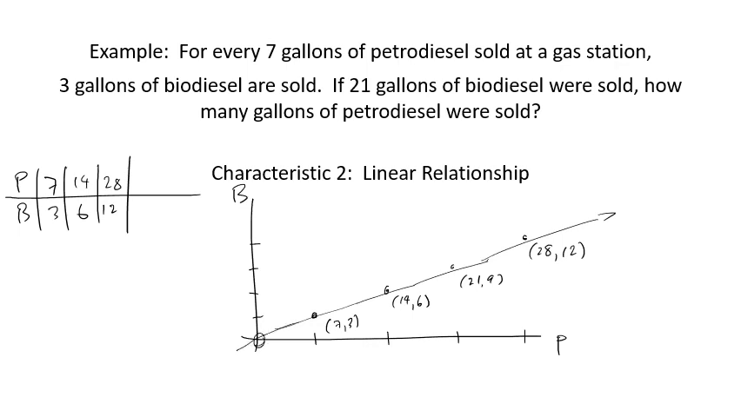And you'll see as an extension of this, well, what if the gas station didn't sell any petrodiesel? Then how many gallons of biodiesel would they sell? Well, zero. For every seven, they sell three. So if they don't sell any, then they don't sell any of the other one either. And so this is characteristic two, that proportional relationships always form a straight line.